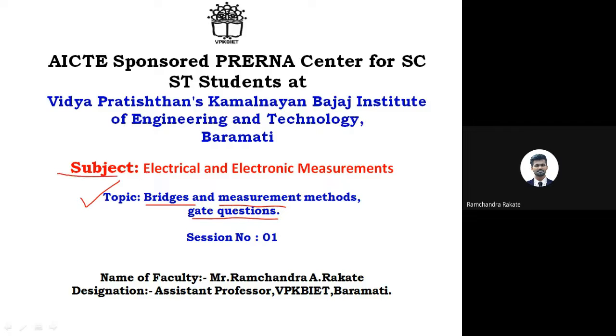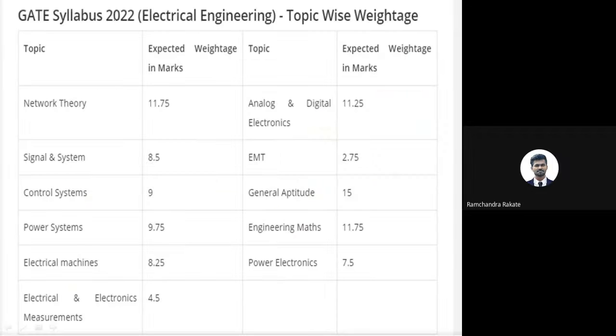Today we are starting with a new subject, that is electrical and electronic measurement. Okay, so let me go to the next slide. GATE syllabus 2022. This is the topic-wise weightage allotted for this particular subject. For your EMI, we have 4.5, so let's say around 5 marks are allotted in your GATE exam. And accordingly, we'll proceed with this session.